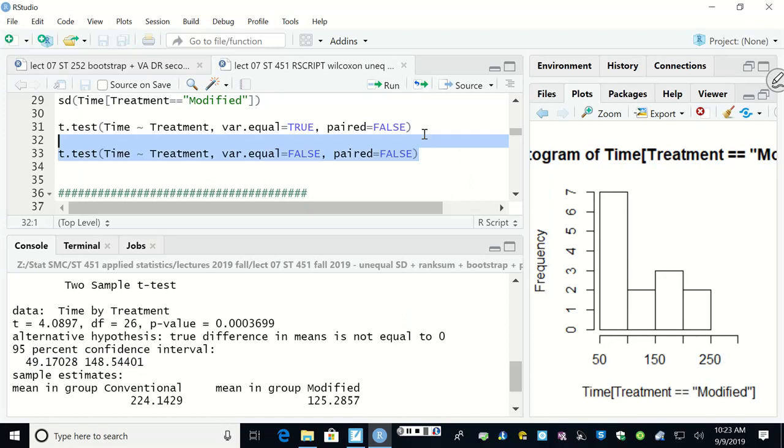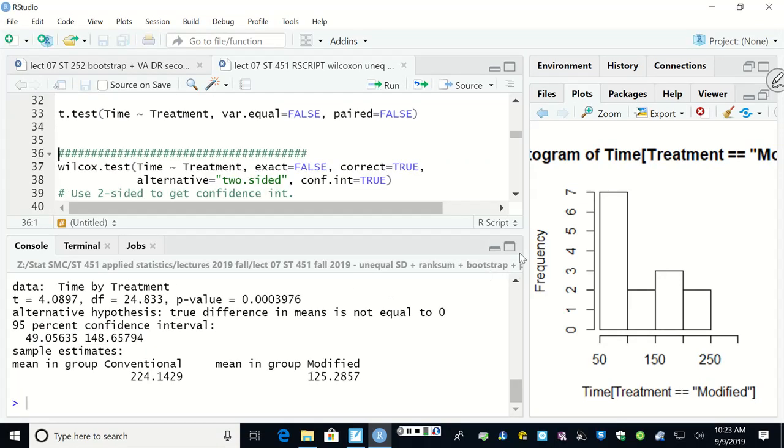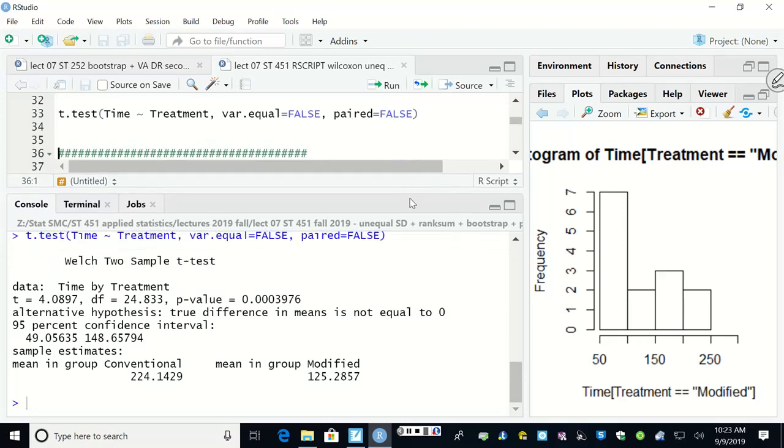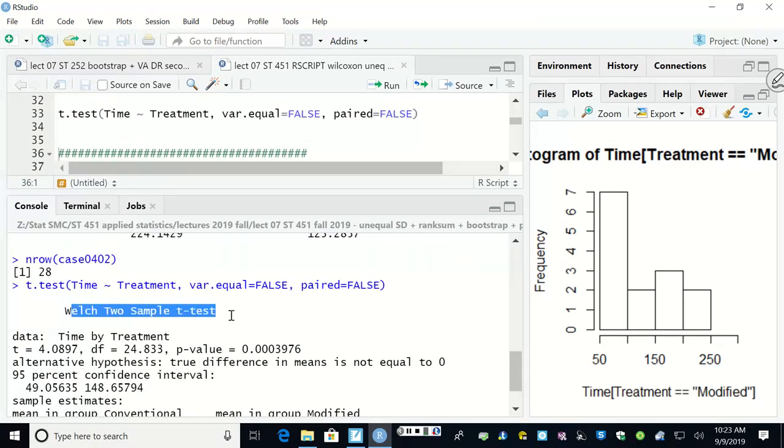If you make it unequal, so that it's false here, it does this Welch procedure, the Welch two-sample test. It gives a degrees of freedom of 24.83 instead of 26. So it's reduced a little bit, not a whole lot. The variances weren't so greatly different, so it's not going to give you that penalty by reducing the degrees of freedom so much. The observed difference is still the same. The means are still the same as before.